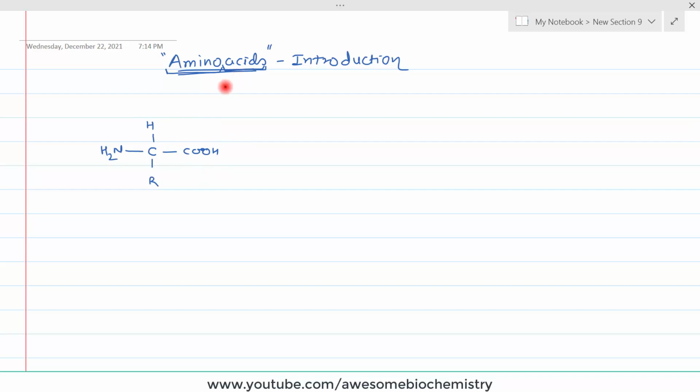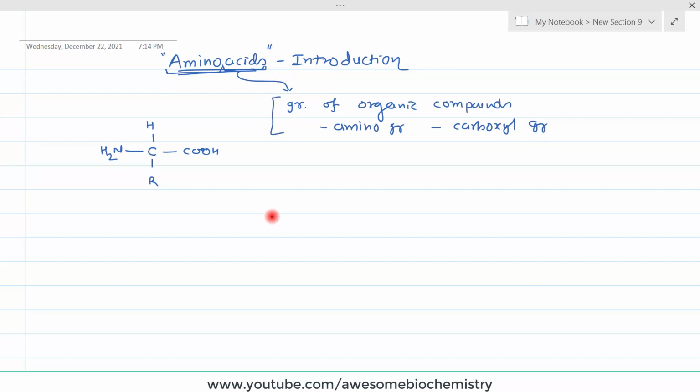So, if we want to define amino acids, amino acids are a group of organic compounds having two functional groups. One is the amino group and the other is the carboxyl group. So, this makes up the definition of amino acids.